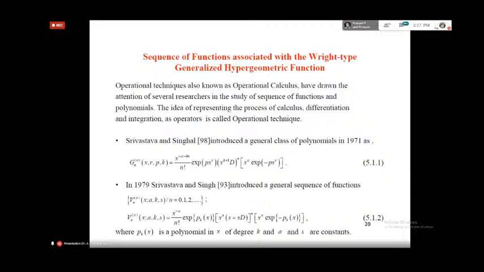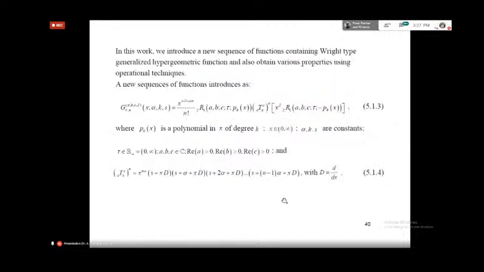The exponential series containing these variables is in the form of a polynomial. This is a polynomial. And here in the sequence, we use the concept of the right type hypergeometric function in this work and define it into this form.